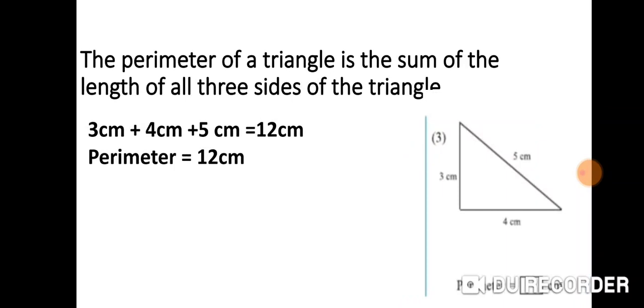So, the perimeter of a triangle is the sum of the length of all the 3 sides of the triangle. So, what answer do we get here, students? 4 plus 3 is? Yes, 7. 7 plus 5? 12. So, the perimeter of this triangle is 12 centimeters.